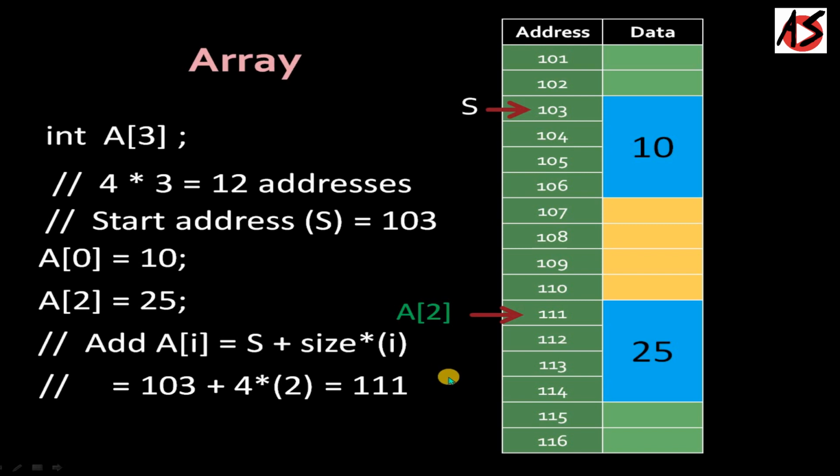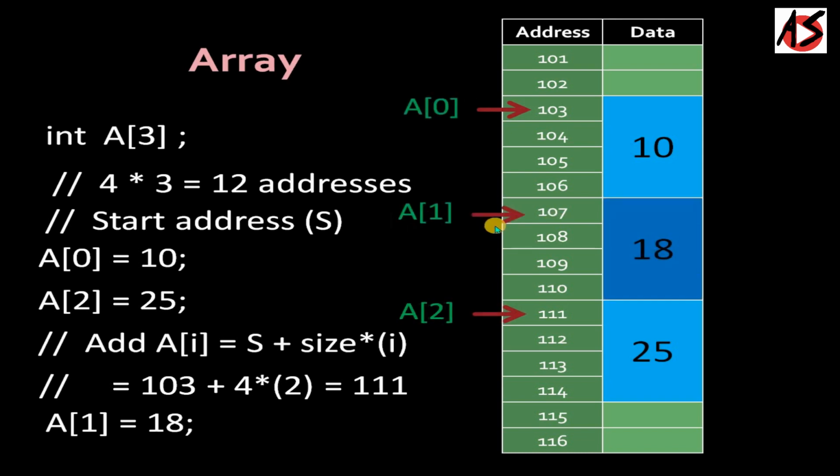Now suppose we want to insert similarly A1, that is 18. So we also calculate the address of this element, and it will be stored at 107, which you can easily calculate. Since we have 3 elements, A0 is stored at 103, A1 is stored at 107, and A2 is stored at 111. So there is a jump of 4 bytes for storing each element in the array.